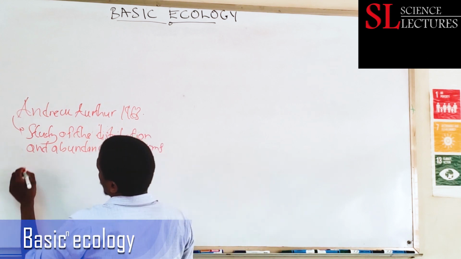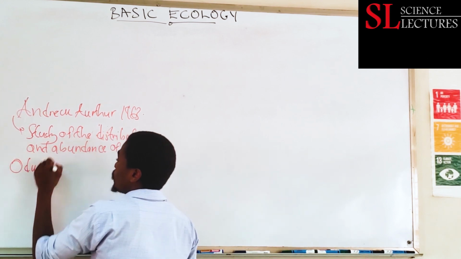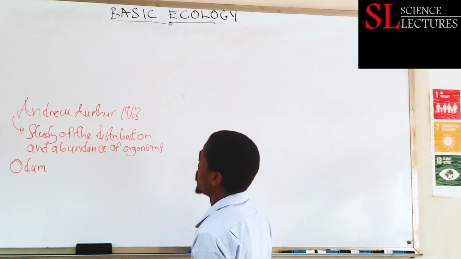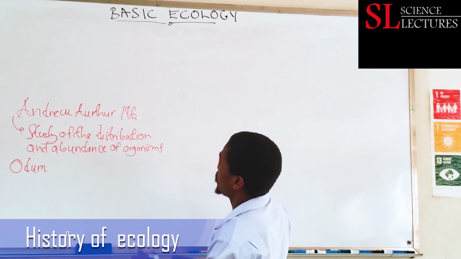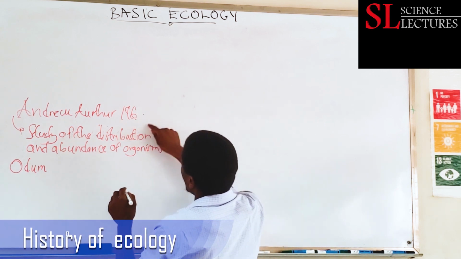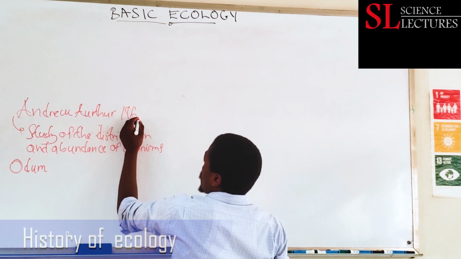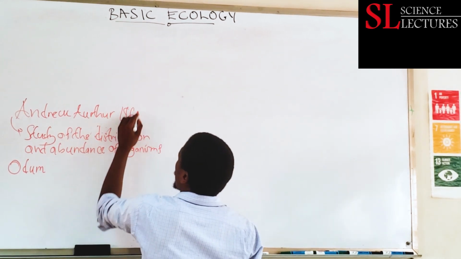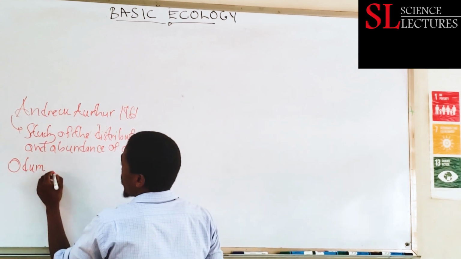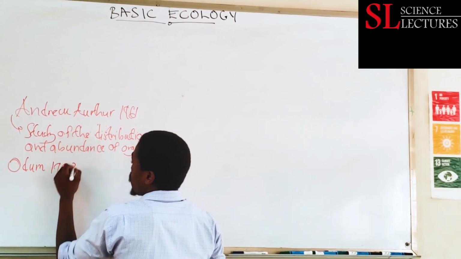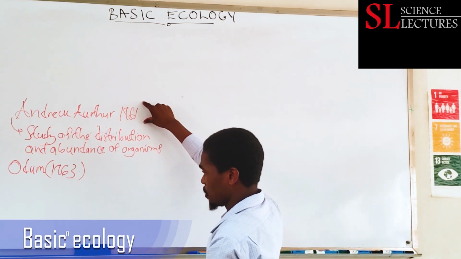Then another scientist that comes in after Andrew Arthur is named Odum. Andrew Arthur is in 1961. In 1961, that is Andrew Arthur, sorry for that. Then Odum comes in 1963. So Odum is the one for 1963, and Andrew Arthur is 1961.